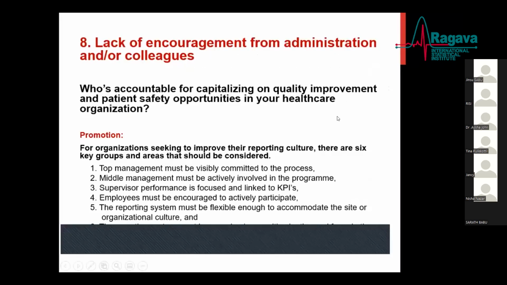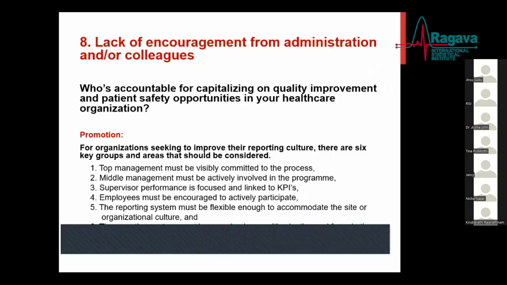Now, last is the lack of encouragement from the administration and colleagues. Who is accountable for capitalizing on quality improvement and patient opportunities in their healthcare organization? Is it the leadership alone? Or is it the manager, or the quality department, or the staff? So these are the normal questions. So who all are supposed to be involved in this?